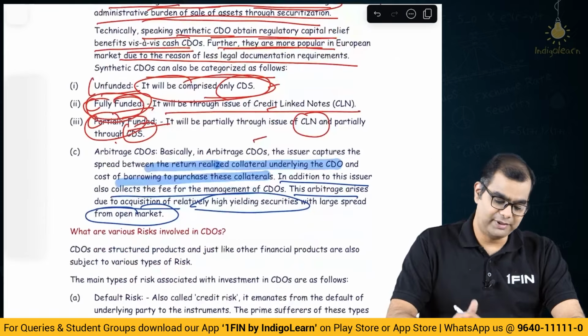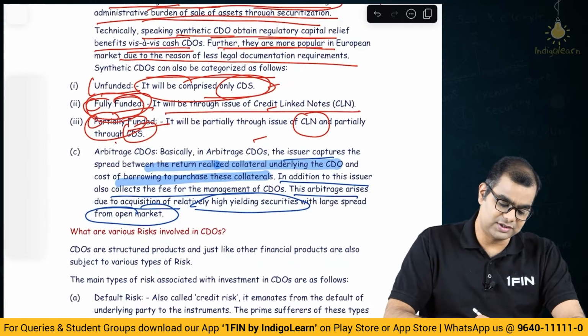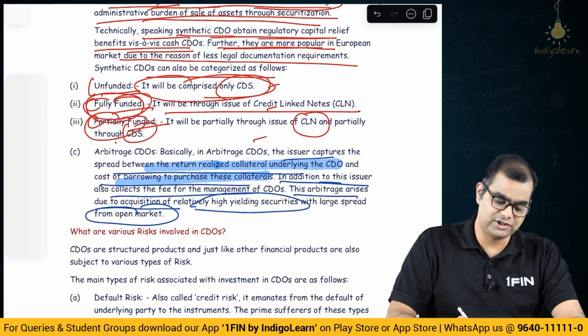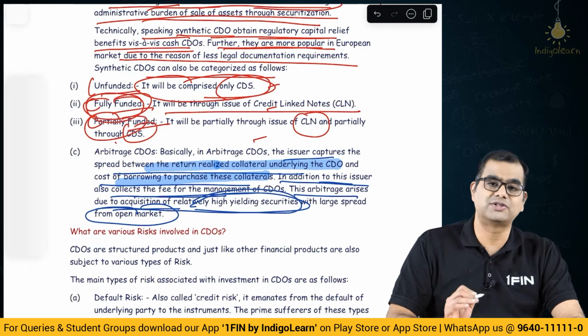So, in an arbitrage CDO, the issuer captures the spread between the return realized from the collateral underlying the CDO and the cost of borrowing to purchase this collateral. In addition to this, you collect fees, and the arbitrage arises due to acquisition of high yielding assets with large spread from the open market.